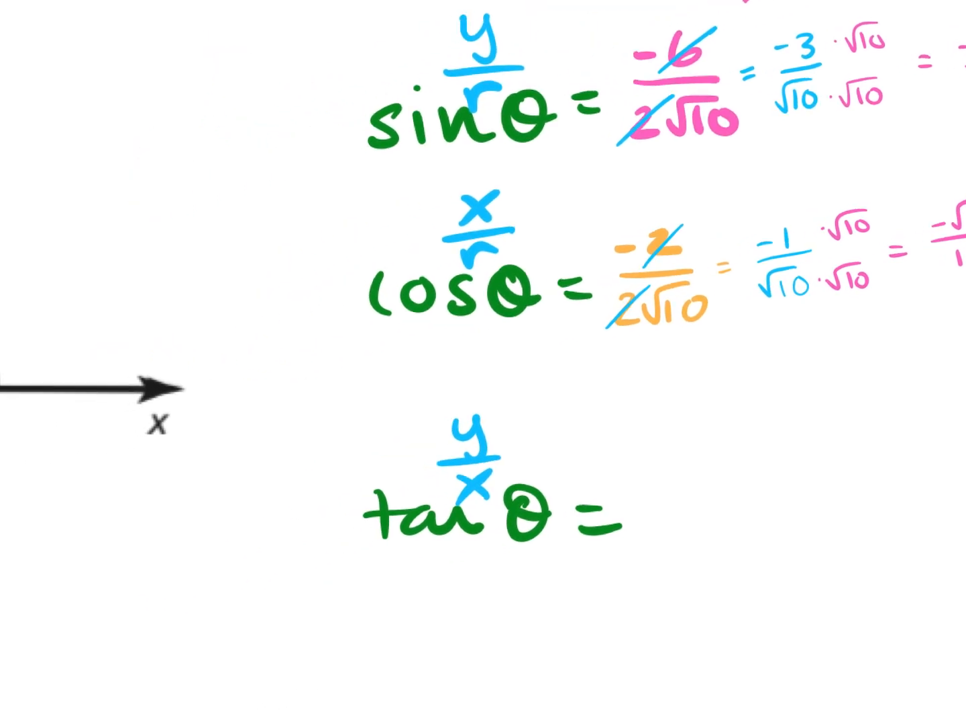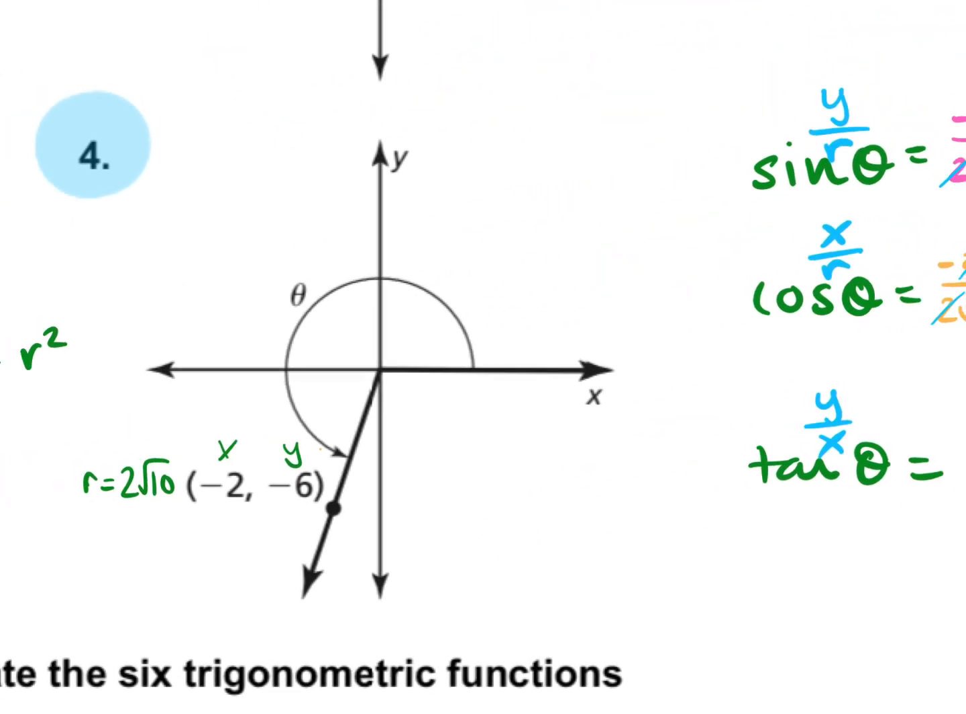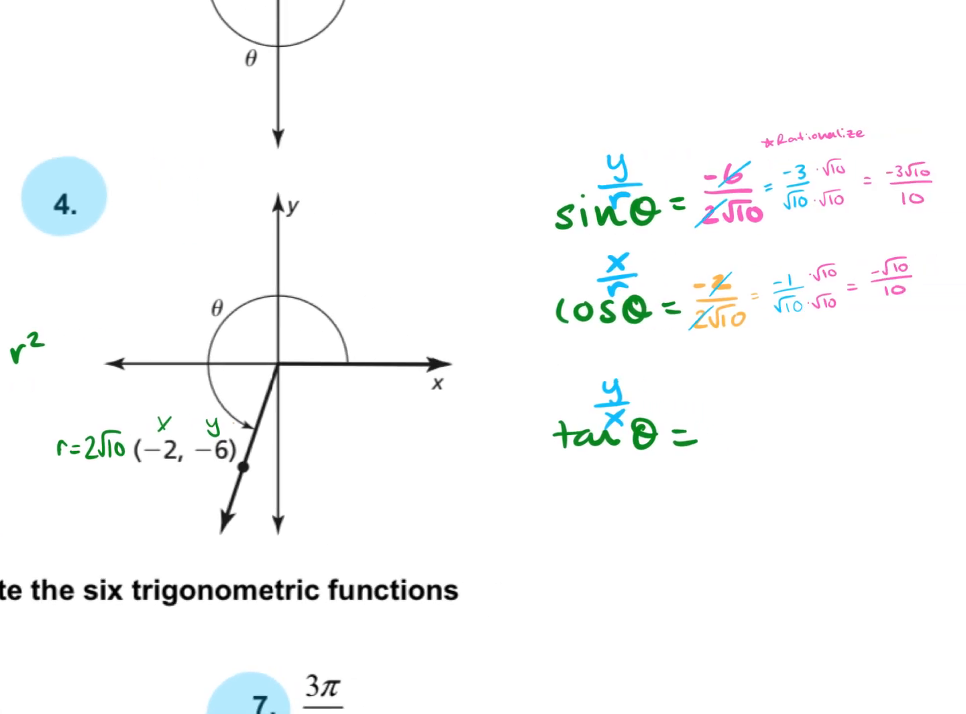And then lastly, tangent is y over x. So that would be -6 over -2, which simplifies to 3. Awesome. Any questions on those 3?